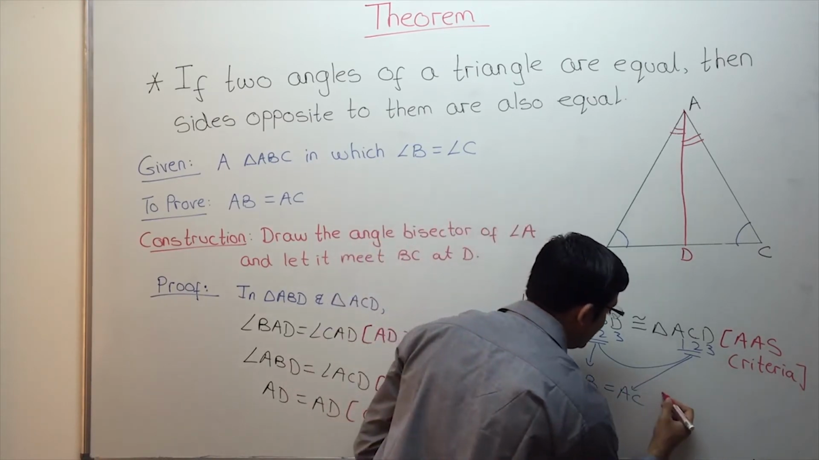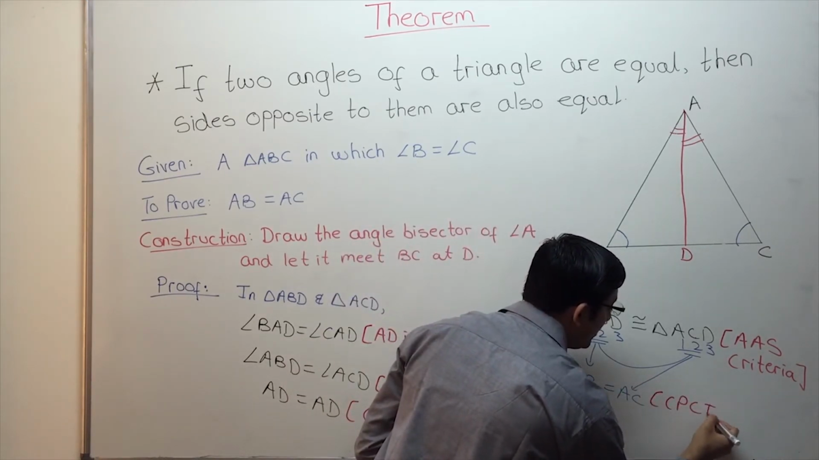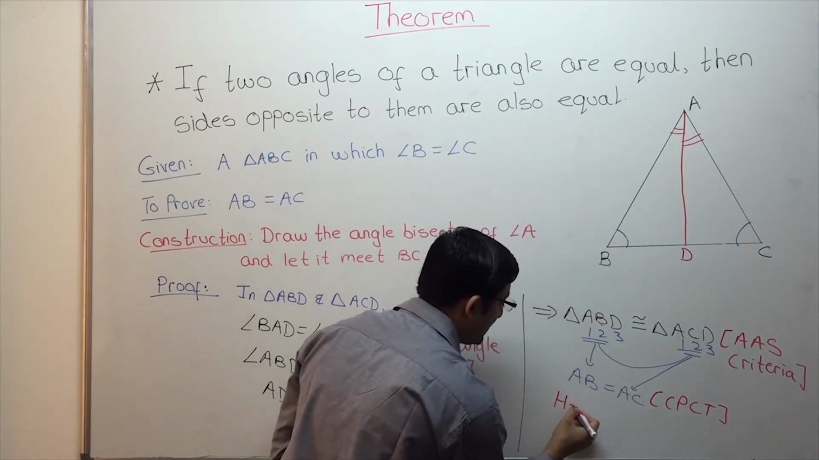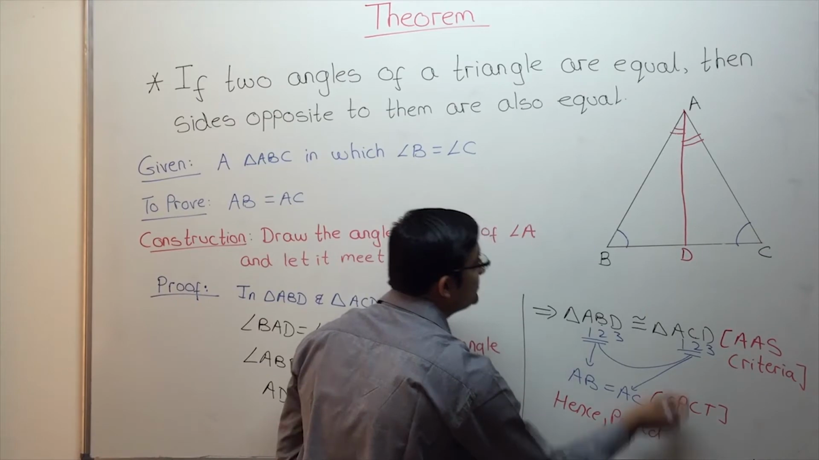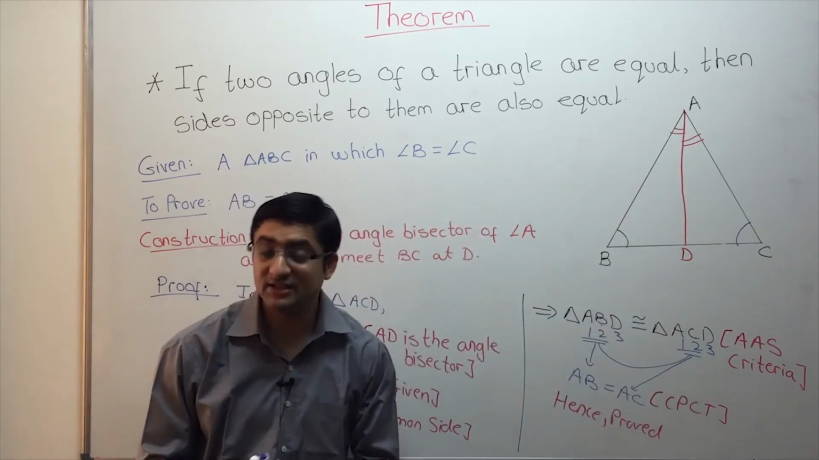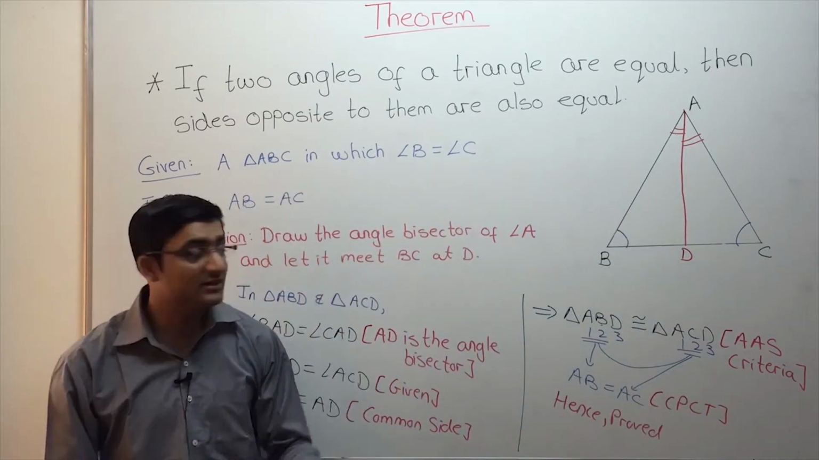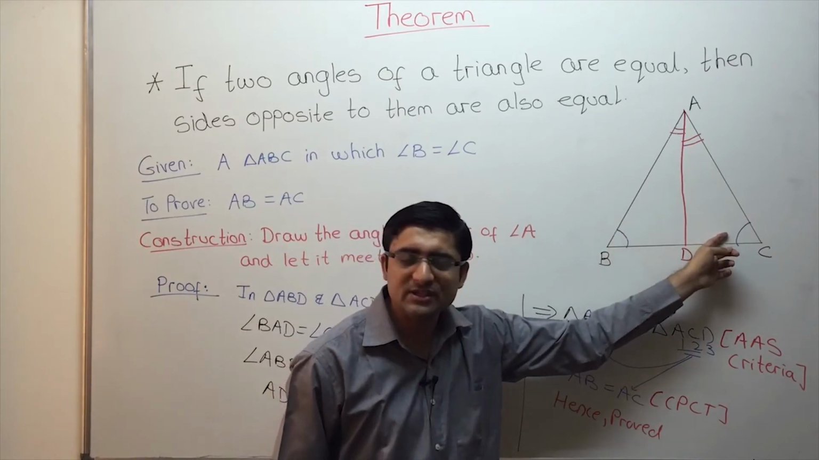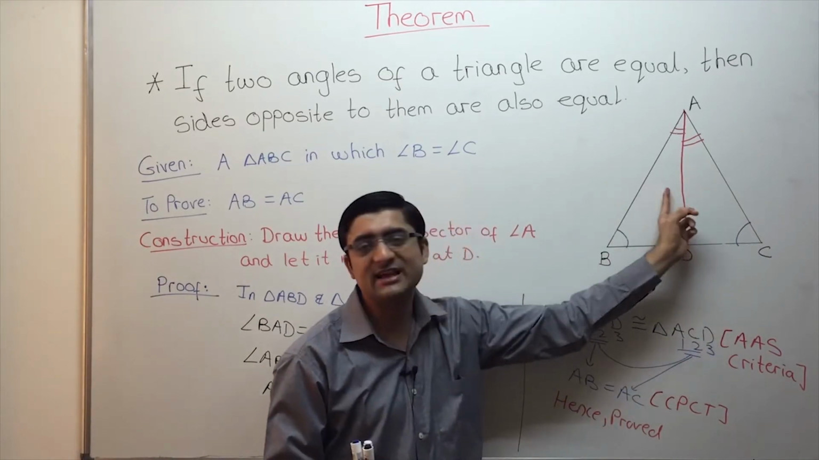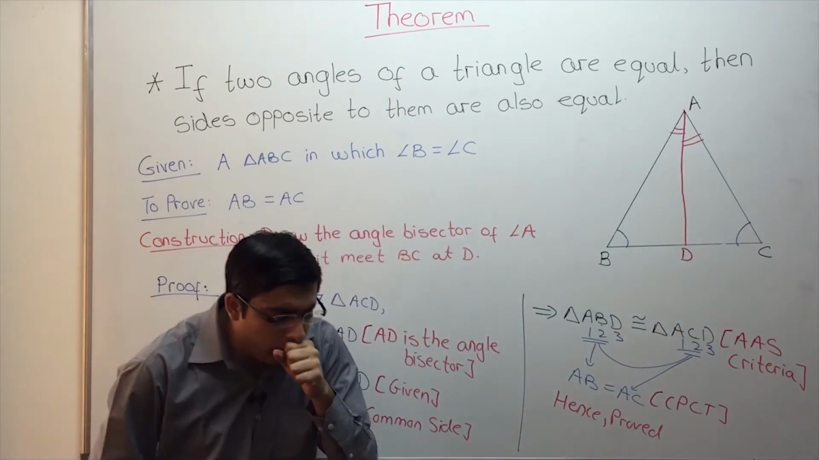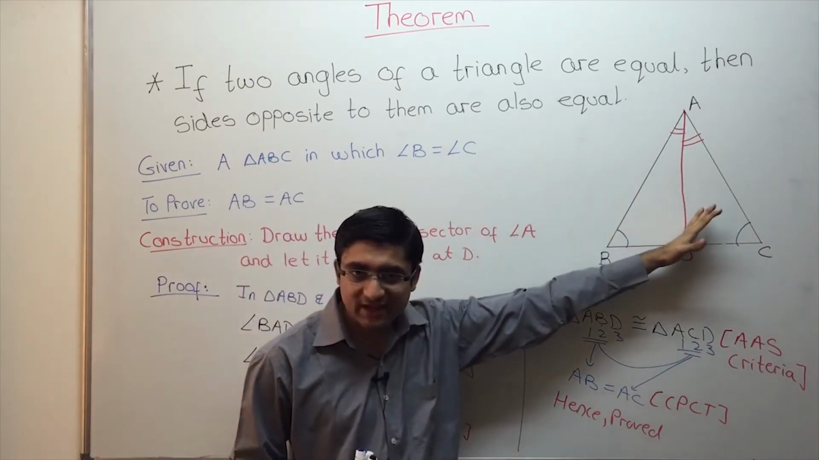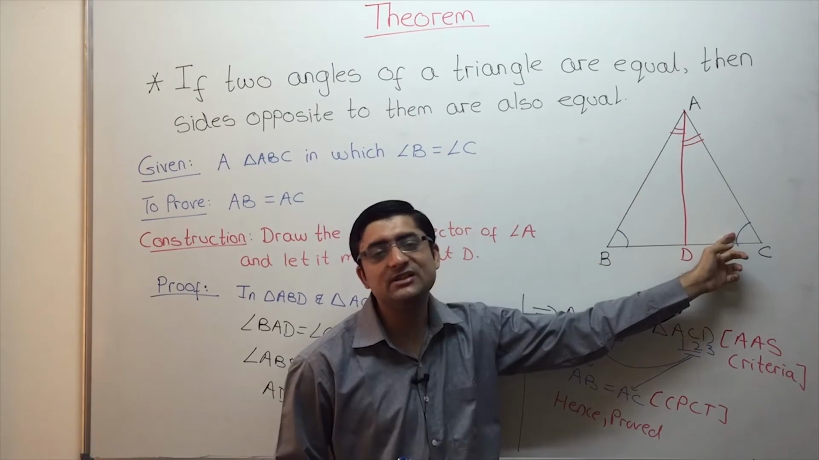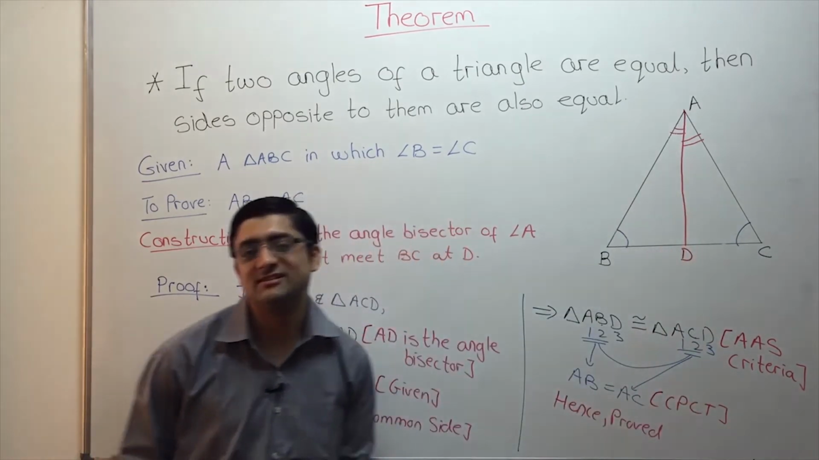Why? CPCT. Corresponding parts of congruent triangles. So hence proved. So hence we have proved that AB is equal to AC. So I repeat, whenever you have a triangle in which two angles are given to you as equal, immediately mark the opposite sides as equal, right?